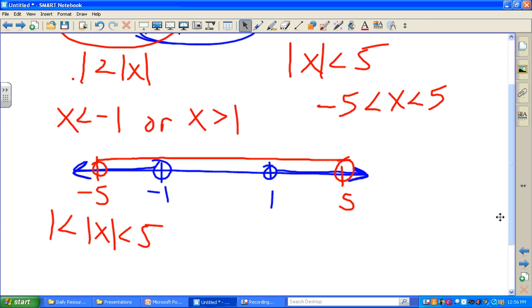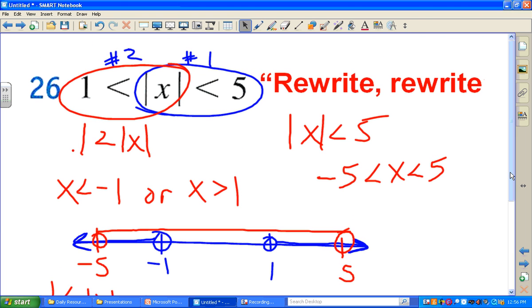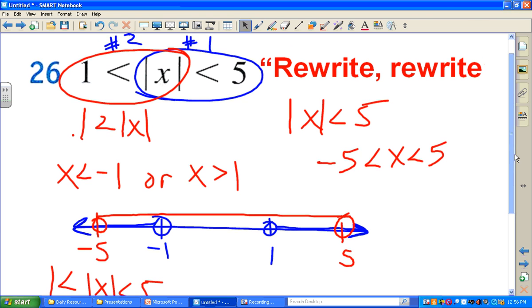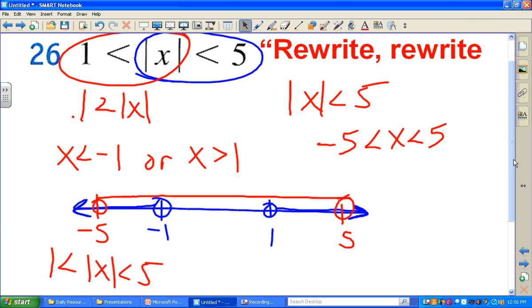Right. It's going to have to be the regions that they have in common. Why? Because my question is, how do you read this? Go ahead. I'll let the birthday boy off the hook. He just said it. He said 1 is less than the absolute value of x, and he said the word and. The absolute value of x is less than 5.